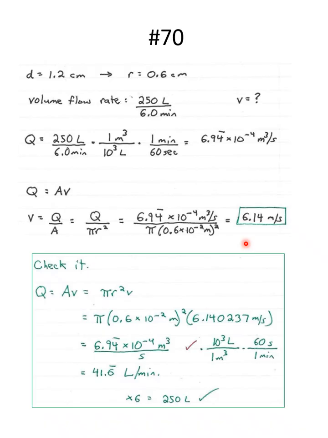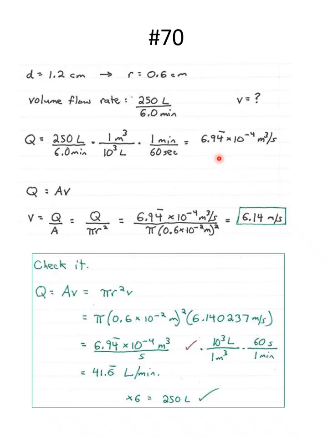Now we can check our answer this way. Let's find the volume flow rate. So we're going to use the answer we got, work it backwards to see if it gives us the original information. So volume flow rate is area times velocity, which is pi r squared times velocity. Pi, there's your radius, make sure it's in meters, times the velocity. Up above, I rounded off to 6.14, but let's use the full digits the calculator gave me, 6.140237. And that comes out to be the volume flow rate that I got up above.